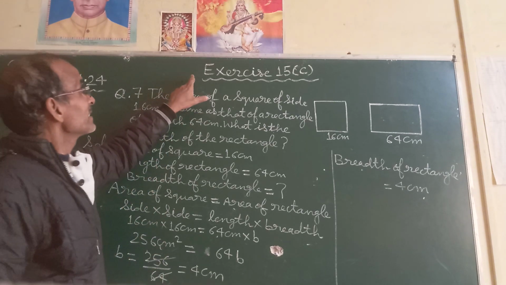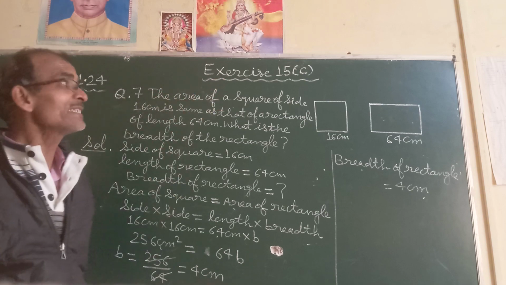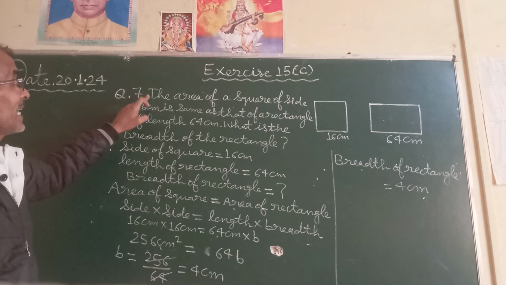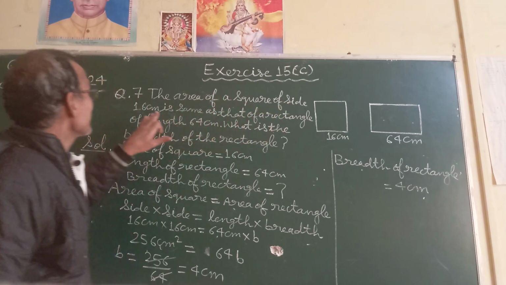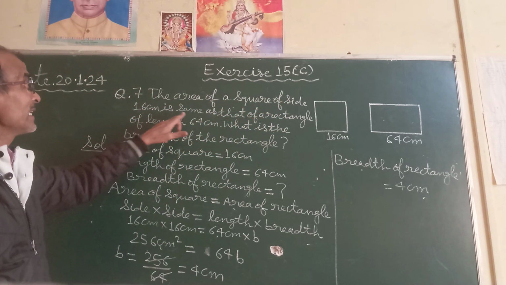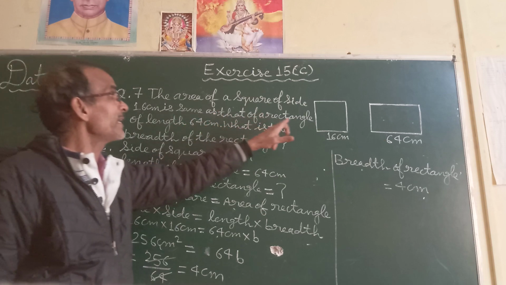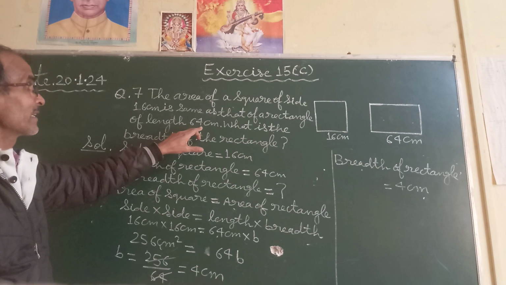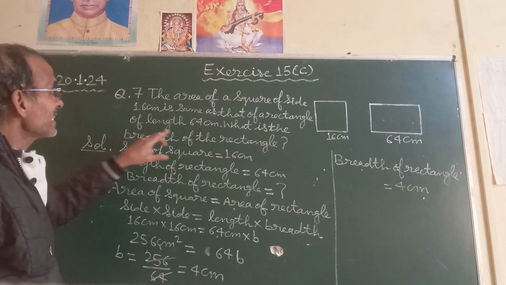The question is from exercise 15C, question number 7. The question is: the area of a square of side 16 cm is same as that of a rectangle of length 64 cm. What is the breadth of the rectangle?